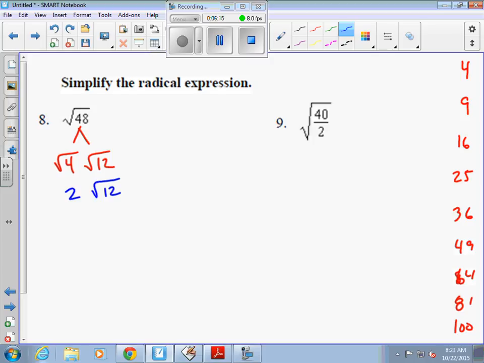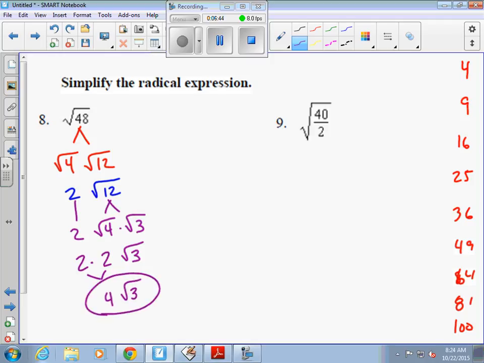The first question says, is there a perfect square that's a factor of 12? The other 2 questions involve fractions, which there are none in this problem. But there is another perfect square in 12. The number 4 again, 4 times 3. Don't forget to bring this 2 down. That's where people make mistakes. So it's 2 times the square root of 4 is 2 times 2 times the square root of 3. And when you put these back together, 4 times the square root of 3.